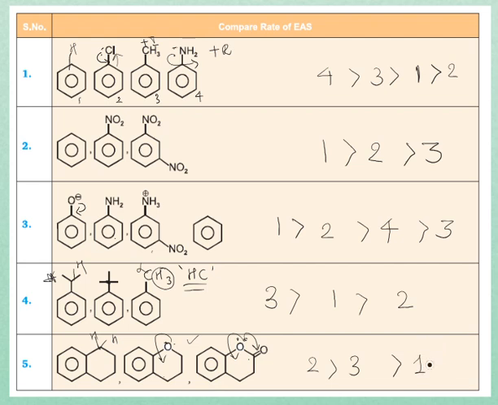This is the right order of electrophilic aromatic substitution. So how do you arrange electrophilic aromatic substitution? Based on the group present on the benzene ring. The more electron density it is giving to the benzene, the more easily it will undergo electrophilic substitution reaction.